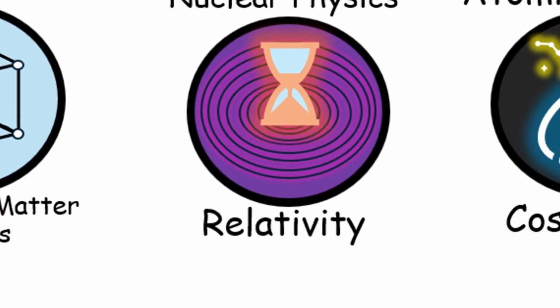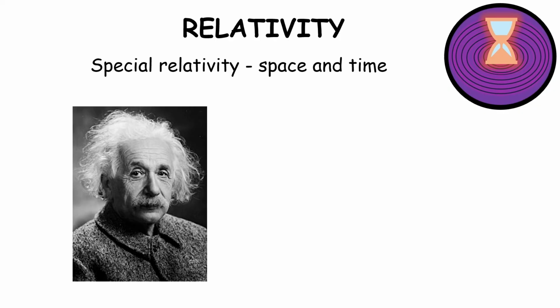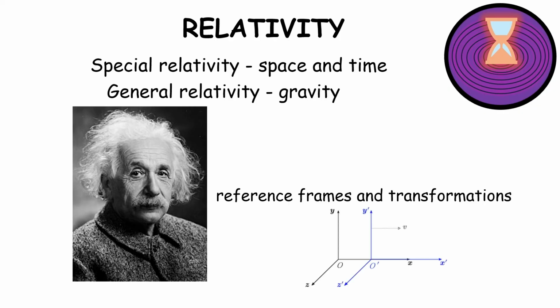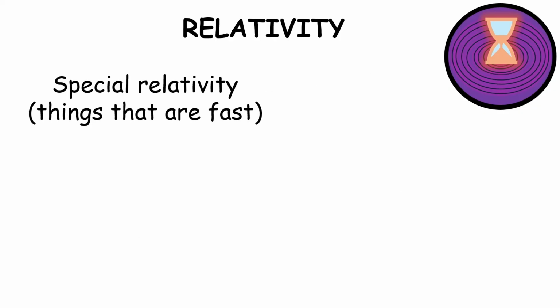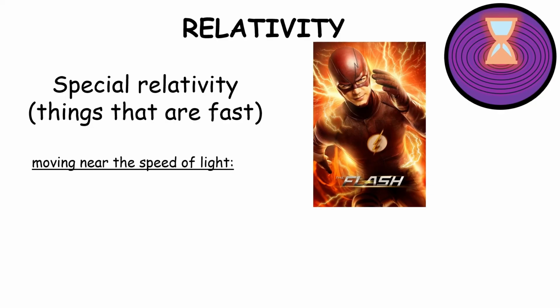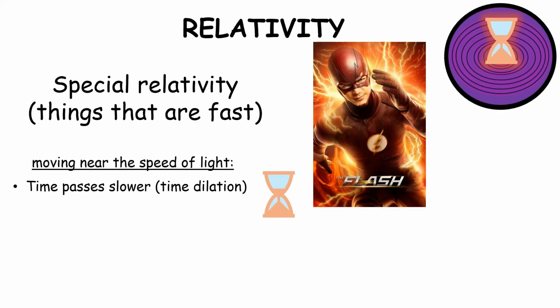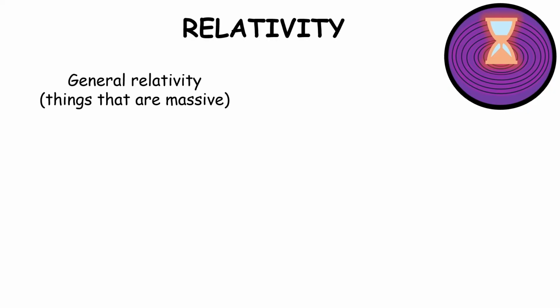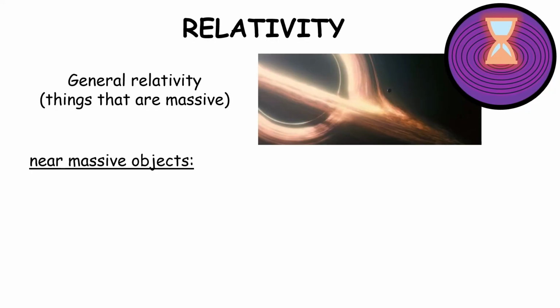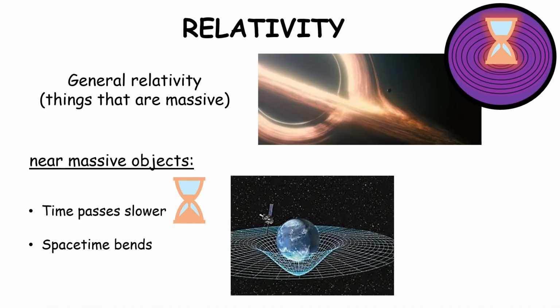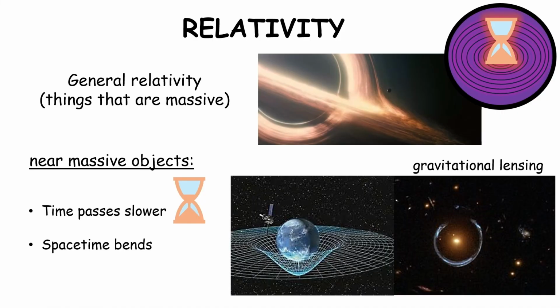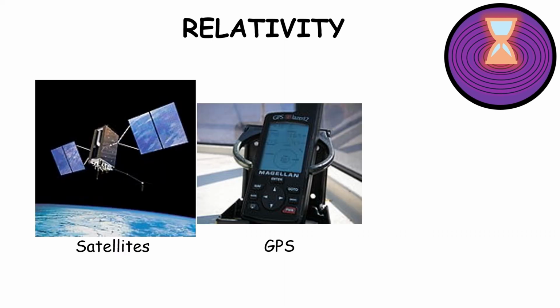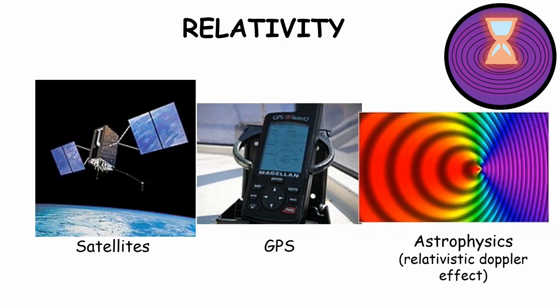Relativity. Founded by Einstein, it has 2 main theories, both of which heavily use reference frames. Special relativity looks at objects that are moving near the speed of light. It says that at these speeds, time will pass slower and length will contract in the direction of motion. General relativity looks at very massive and dense objects like black holes. It also says that time will pass slower near these objects and that space-time itself will bend due to the effects of gravity. Its applications are quite specific but crucial for some technology to work accurately.